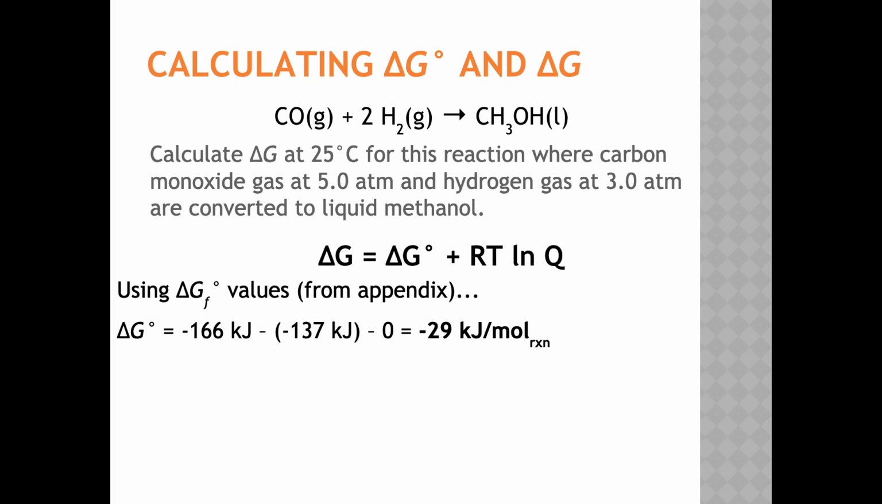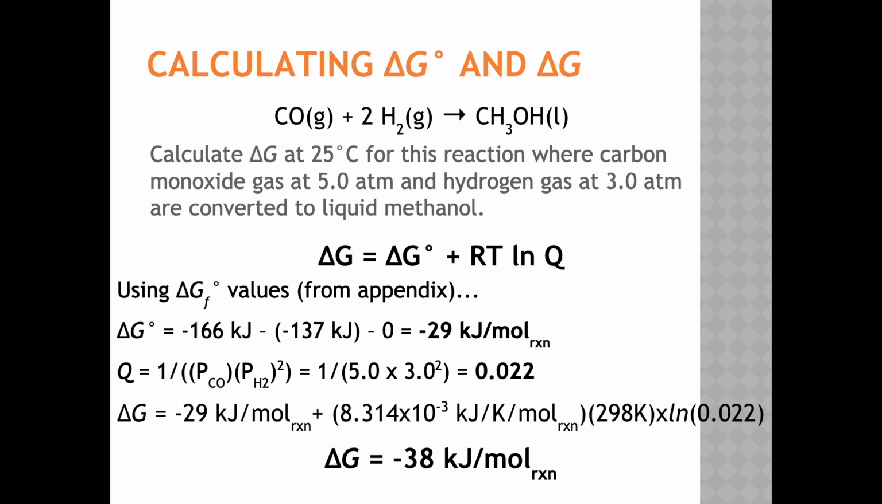For delta G naught, we can use the standard enthalpies of formation from the textbook Appendix and end up with a negative 29 kilojoules per mole of reaction. So we know that under standard conditions, this reaction is thermodynamically favored. Then to find Q, we'll find the reaction quotient is 1, all over the partial pressure of carbon monoxide times the partial pressure of hydrogen squared. Notice that methanol doesn't appear in the expression because it's a pure liquid. Its concentration doesn't change during the process. Anyway, so Q is 1 over the quantity 5 times 3 squared, which is 0.022.